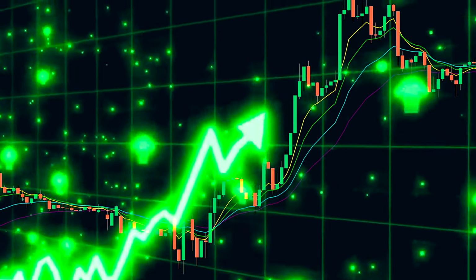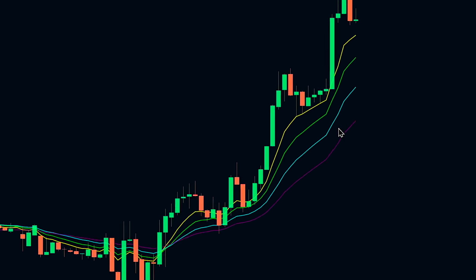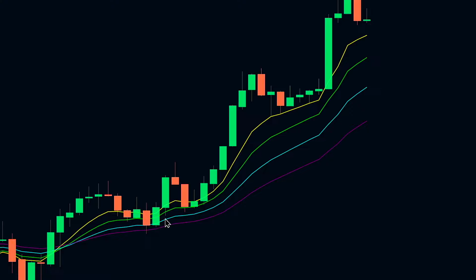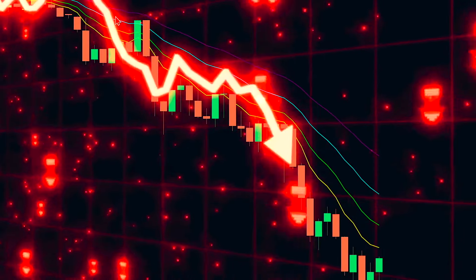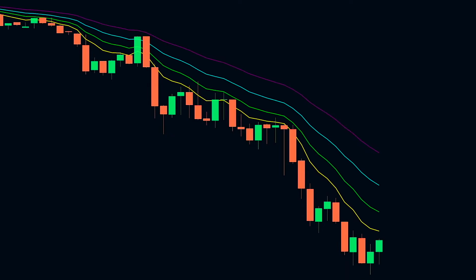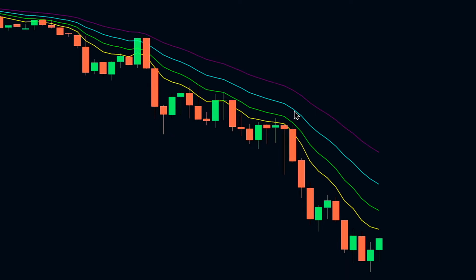This tool helps confirm trends by tracking 4 EMAs. When all 4 are aligned without overlapping and price is above them, it signals a bullish trend. On the flip side, if they're stacked cleanly but price is under them, that tells you the market's in a downtrend. Using these 2 indicators together, here's what you want to look for when taking a long trade.